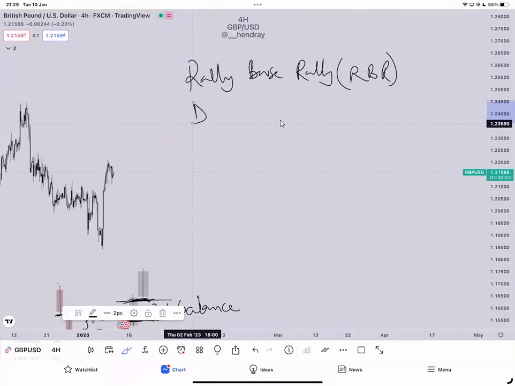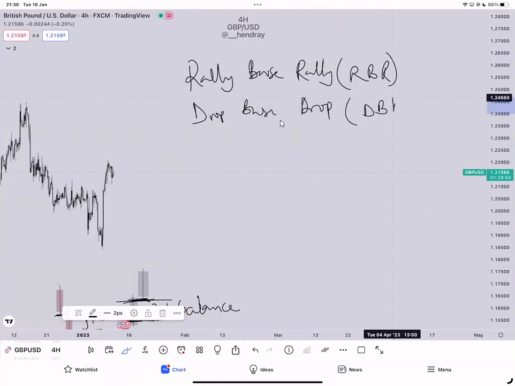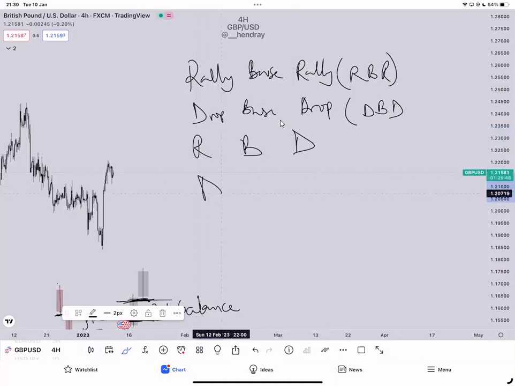drop-base-drop, DBD, rally-base-drop, and drop-base-rally.